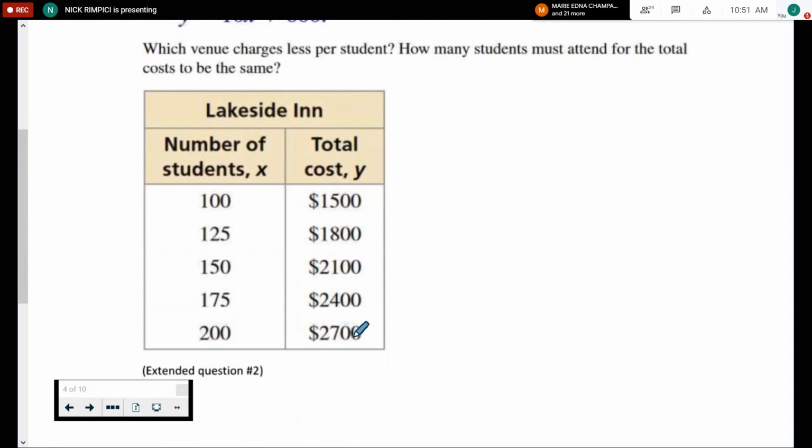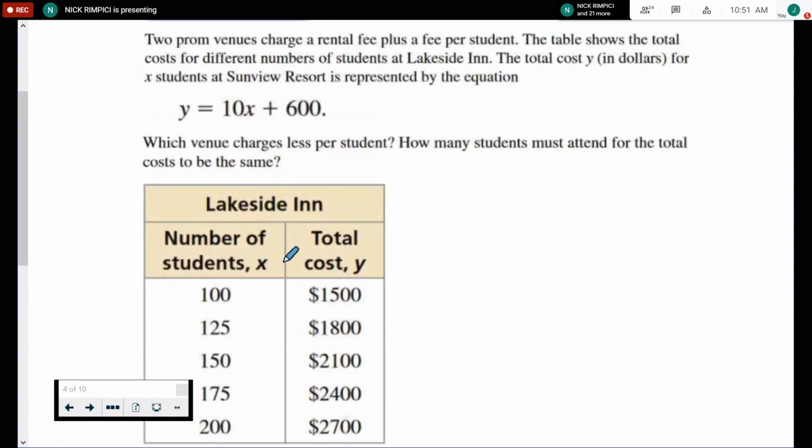You have to be careful here. You might get tempted to divide, but you can't do that because the total cost is not just based on the students. There's also some flat fee. There's a rental fee, which I don't know what that is right now. They don't tell us. So we're gonna figure that out in a few minutes.